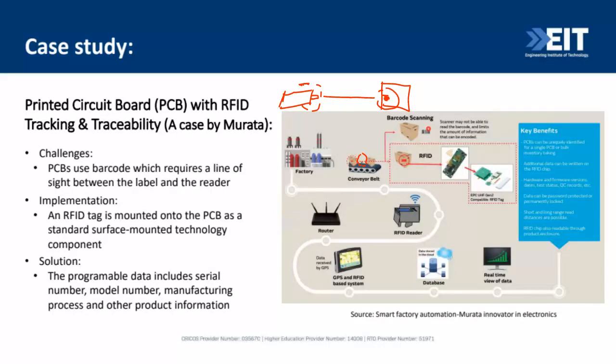RFID reader can capture all data, including serial numbers, model numbers, manufacturing process, or any other information which is required and which is programmed to the RFID tags to be captured. And then it's sent by using Wi-Fi for monitoring purposes, or into the database, or real-time view data for analyzing and some other further operation.